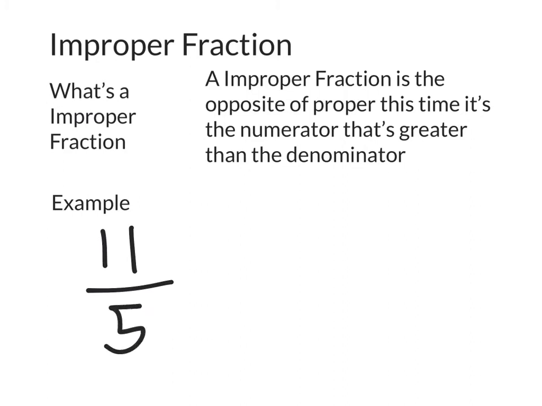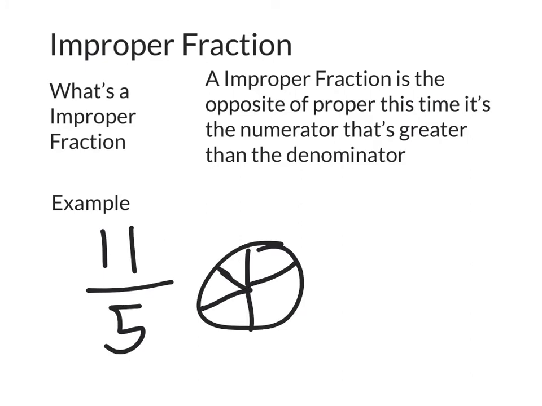And like I said, the denominator is how many pieces make a unit. So, let's make a circle and divide it into 5 pieces. Now, we are going to use blue again to represent the pieces I'm going to color in. We need to get to 11 pieces, so let's start coloring in. 1, 2, 3, 4, 5.